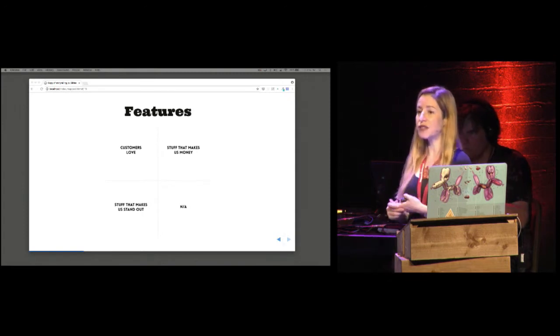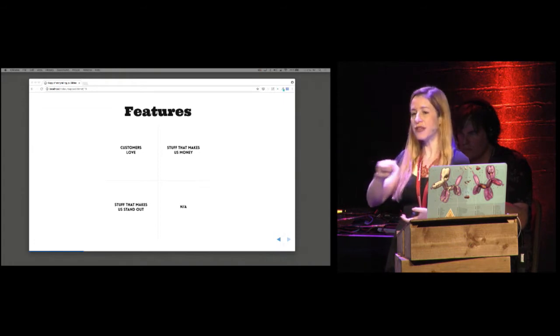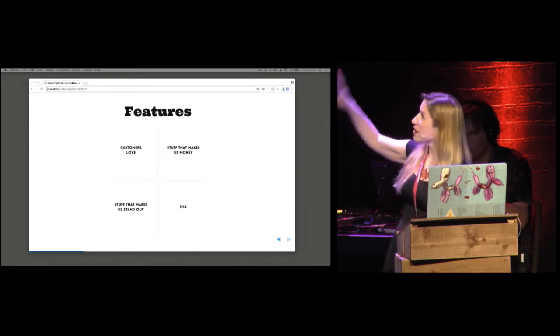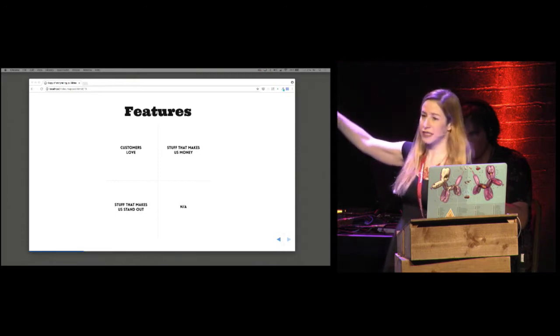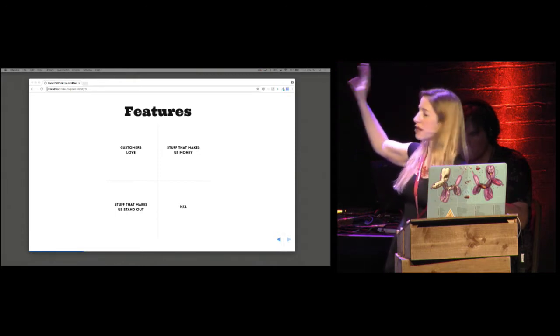So what I have them do is I have them write down every single feature on the site on a Post-it note. And then I draw this on the board. Things customers love, stuff that makes us money, stuff that makes us stand out, and not applicable.